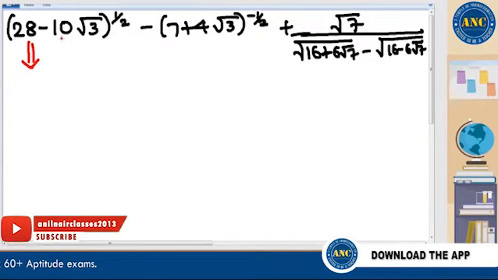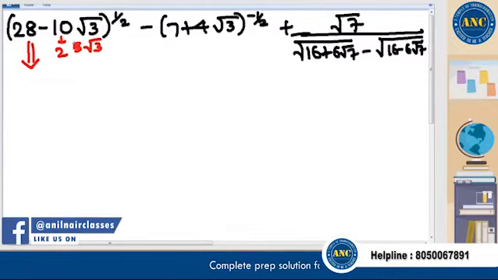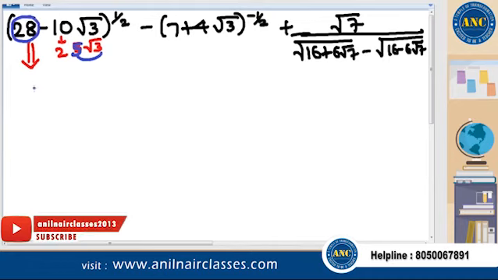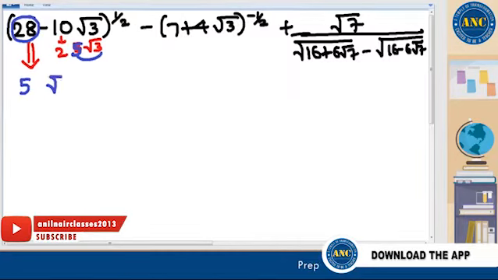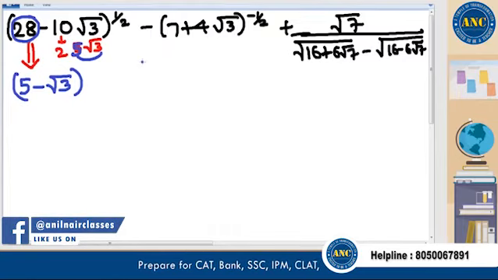Now 10 is nothing but 2 into 5 root 3, and this 5 is nothing but square root of 25. 25 plus 3 is nothing but 28. Directly you can tell 5 and root 3 with a negative sign in between. First value is 5 minus root 3.